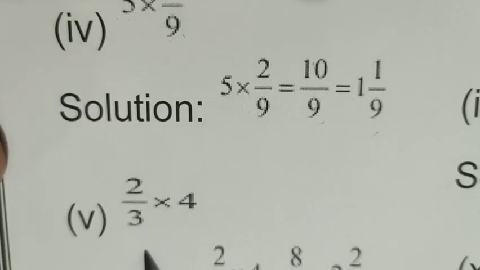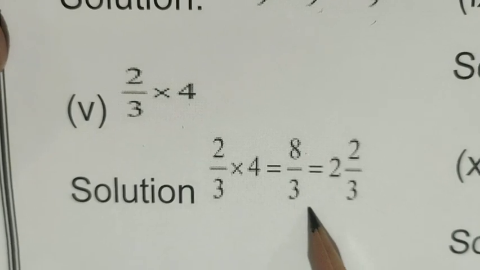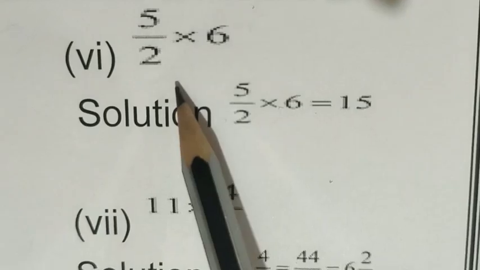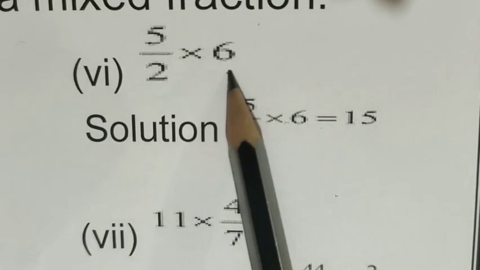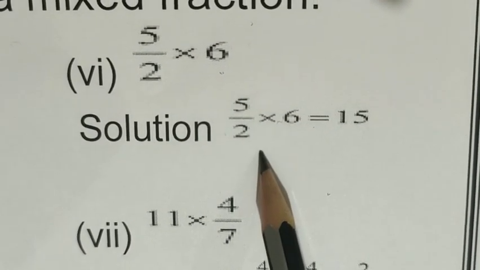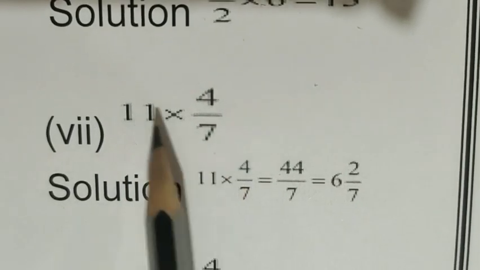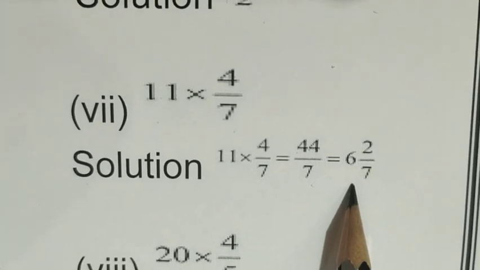Next, 2 by 3 into 4. What is the answer? 2 into 4, that is 8 by 3. It is equal to 2 integer 2 by 3. Sixth question, 5 by 2 into 6. 5 into 6 only we have to do, that is 30. 30 by 2, it is 15. Seventh, 11 into 4 by 7. 11 into 4 means 44 by 7, 6 integer 2 by 7.